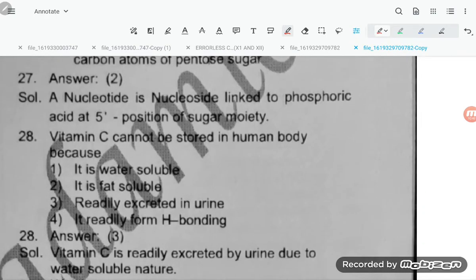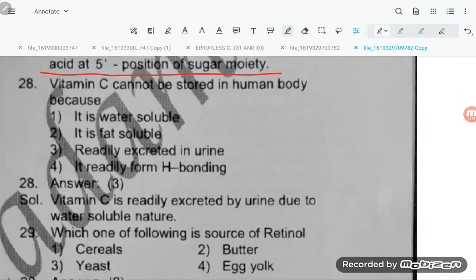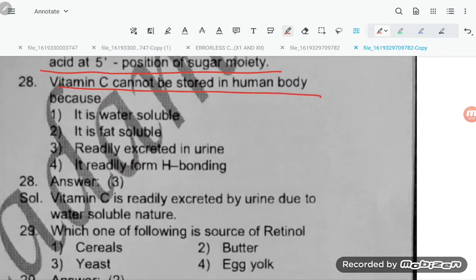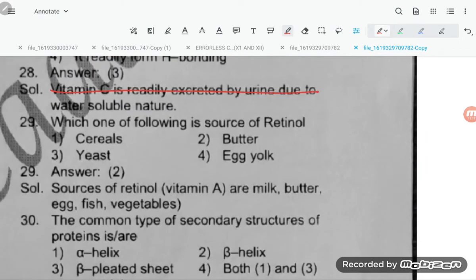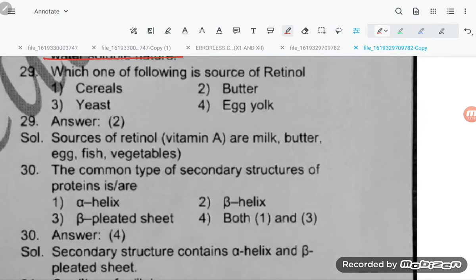Okay, so a nucleotide is a nucleoside linked to phosphoric acid at the 5 position of the sugar moiety. Vitamin C cannot be stored in the human body because it is readily excreted in urine, due to its water soluble nature.